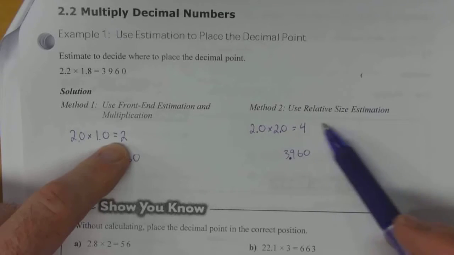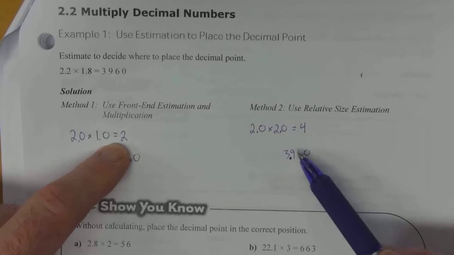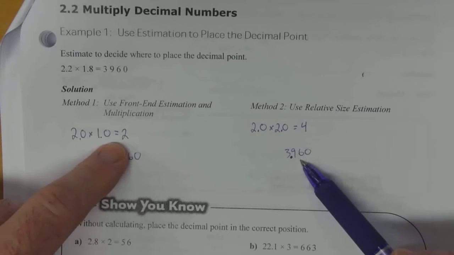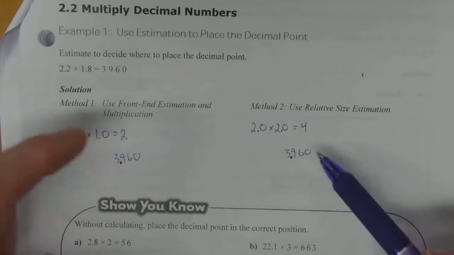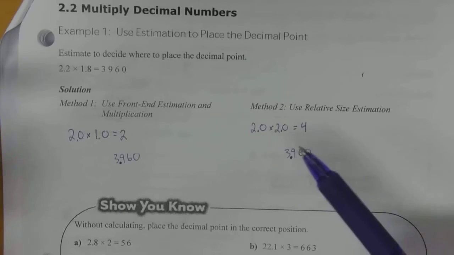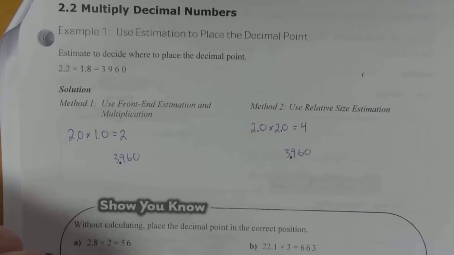Using relative size estimation generally will get you closer to the actual answer than front-end estimation will. Now, depending on the numbers, they might be the same. But if they're not the same, then relative size will get you to a closer estimate.